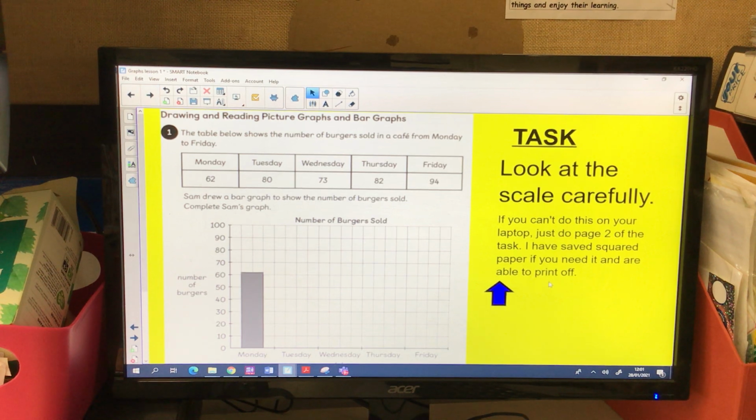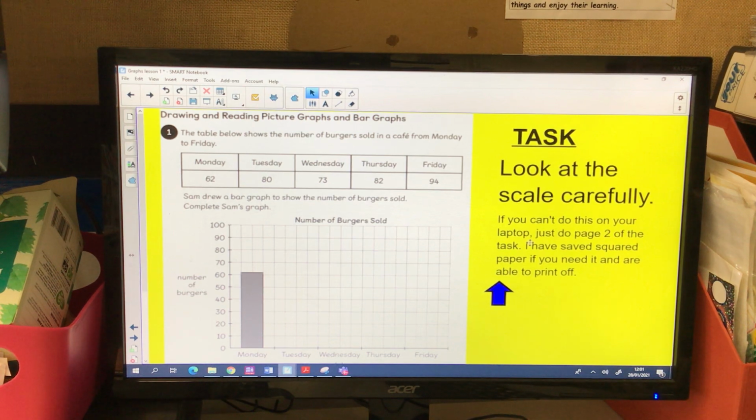Okay, so what's your task? Your task looks like this. It's about burgers, okay? Instead of cupcakes, we're looking at burgers. It's a similar sort of thing. How many burgers were sold in a cafe Monday to Friday? And he's drawn part of the graph. The question here is asking you to draw the rest of the graph.